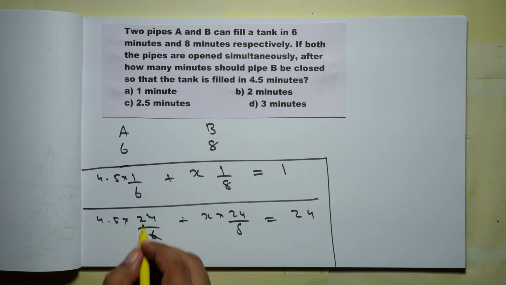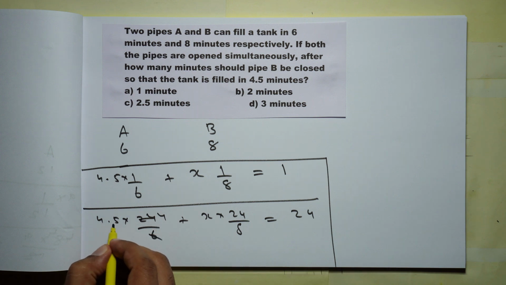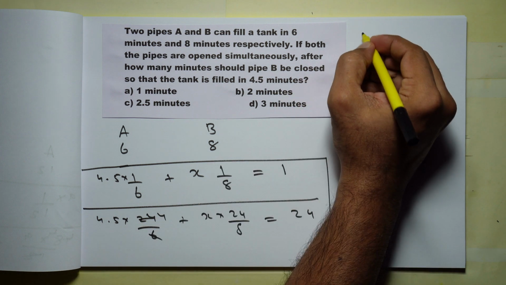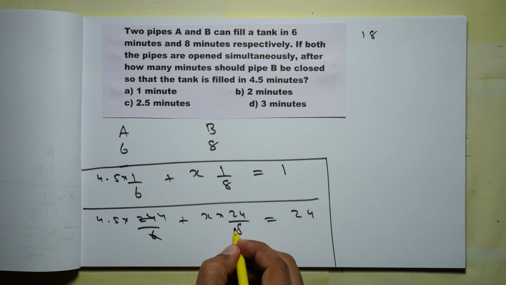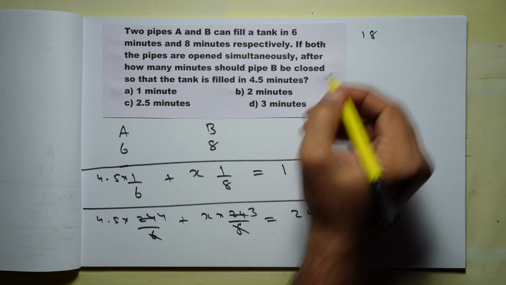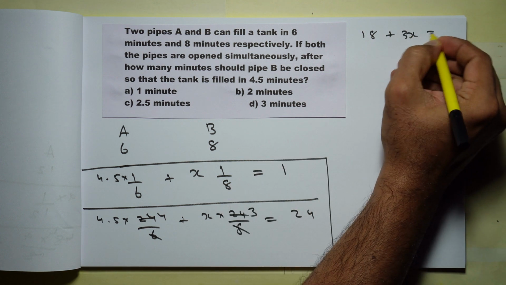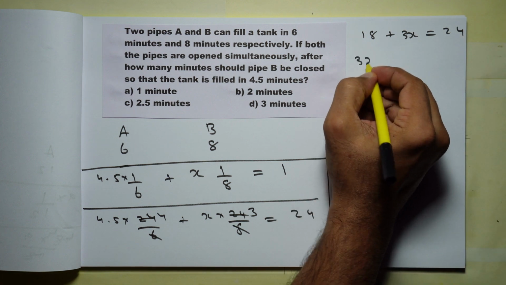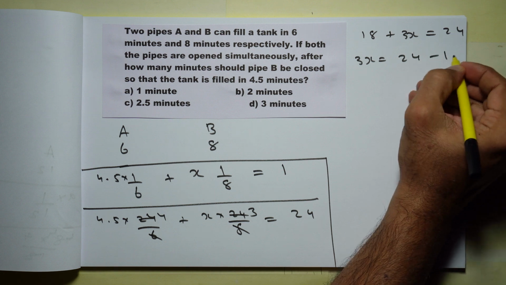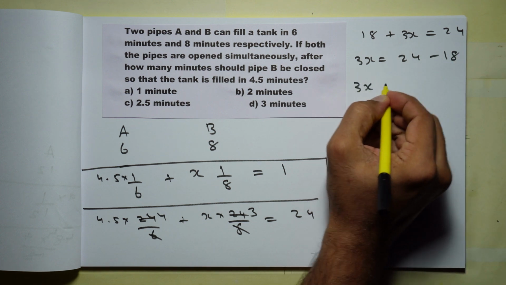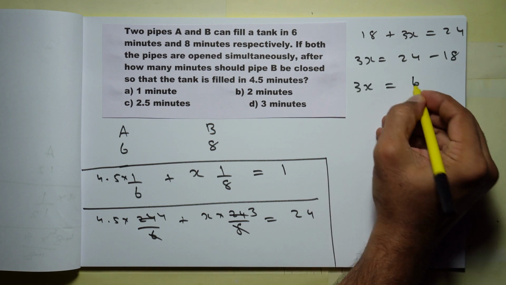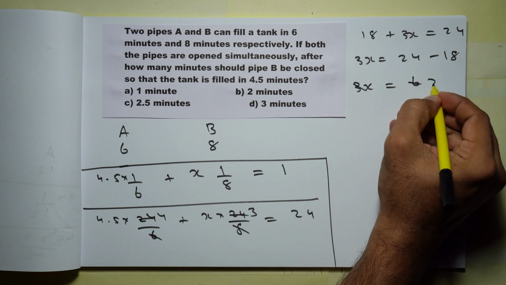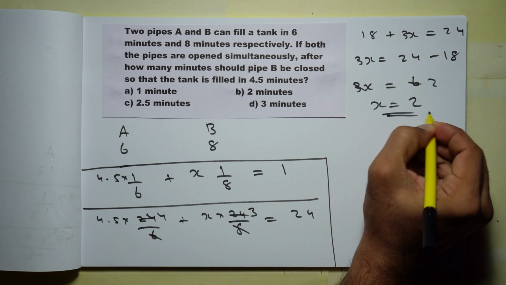Now 6 divides 4 times. So 4.5 into 4. 4.5 into 2 is 9. 9 into 2 is 18. Here 8 divides 3 times plus 3x is equal to 24. So 3x you will get it as 24 minus 18. So 3x is equal to 6. 3 divides 2 times, so x is equal to 2 minutes.